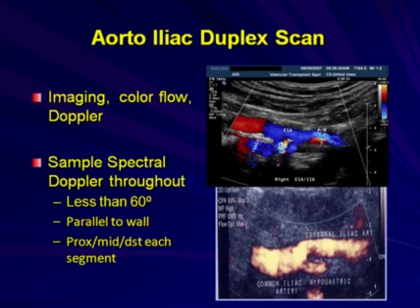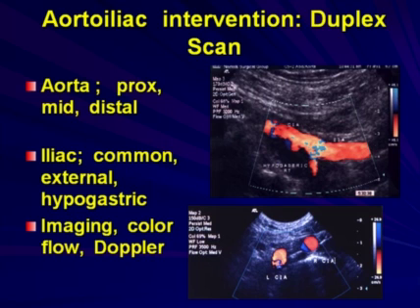We're going to use imaging, color flow, and Doppler and sample spectral Doppler throughout, usually proximal, mid, and distal in the common iliac, proximal, mid, and distal in the external iliac, the origin of the internal, and then the femoral bifurcation. You want to make sure that the Doppler cursor is parallel to the wall as you go through each segment. And as I said, that is going to take some manipulation to do adequately at under 60 degrees in tortuous vessels.